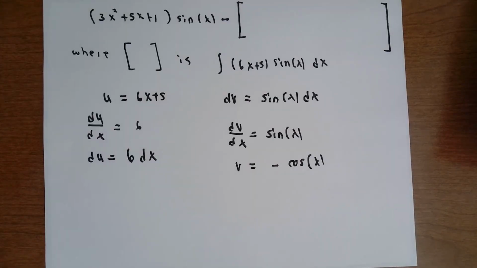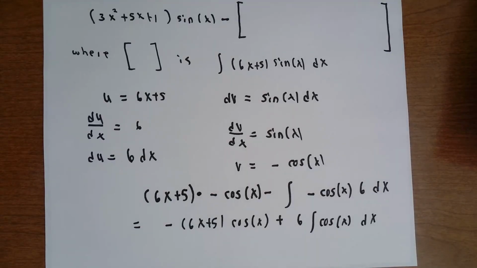So letting u be 6x plus 5, the derivative of u with respect to x is 6, which is good news because 6 is a constant. Du will be 6 dx. Meanwhile, dv being sine x dx means the derivative of v must be sine x. V needs to be an antiderivative of sine x. Negative cosine x will work.